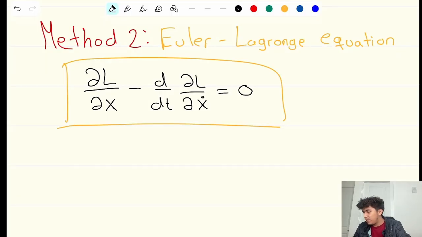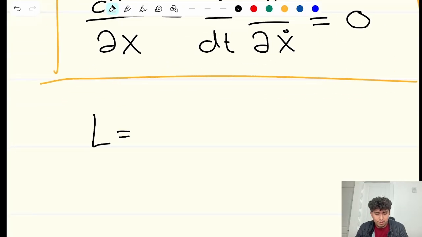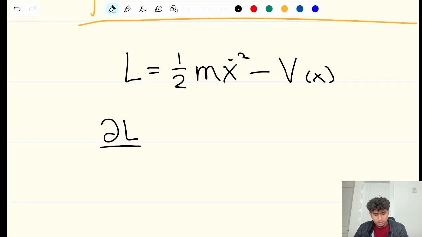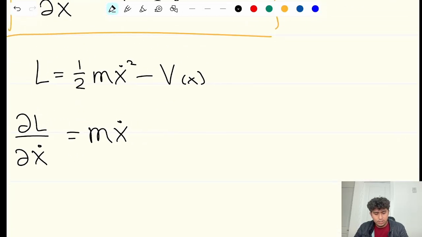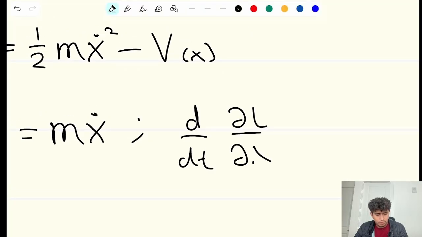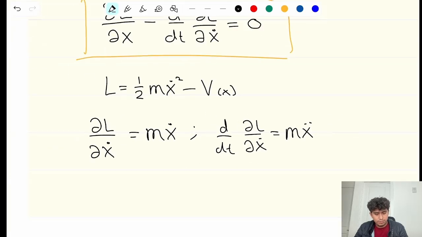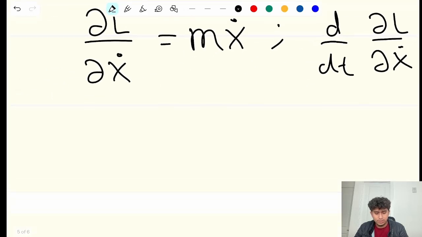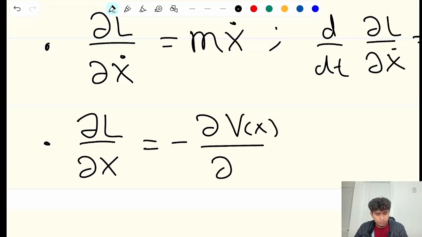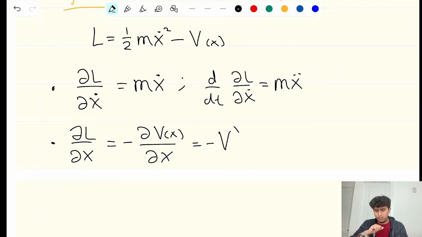Cool. How to use this formula in our example? Remember that the Lagrangian is this. Let's take this partial derivative. This is just going to give you m x dot. And then let's take the time derivative, d/dt. This gives m x double dot. We're assuming that the mass doesn't change. That's cool. And then we take the other partial. This is just going to give you b x with respect to x. This is just minus b prime.